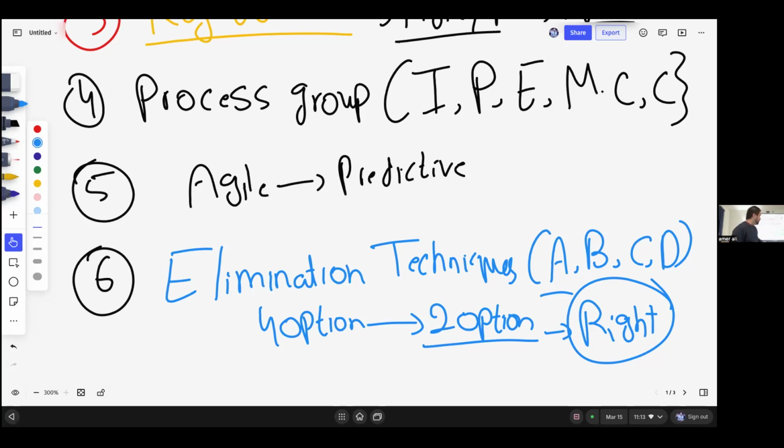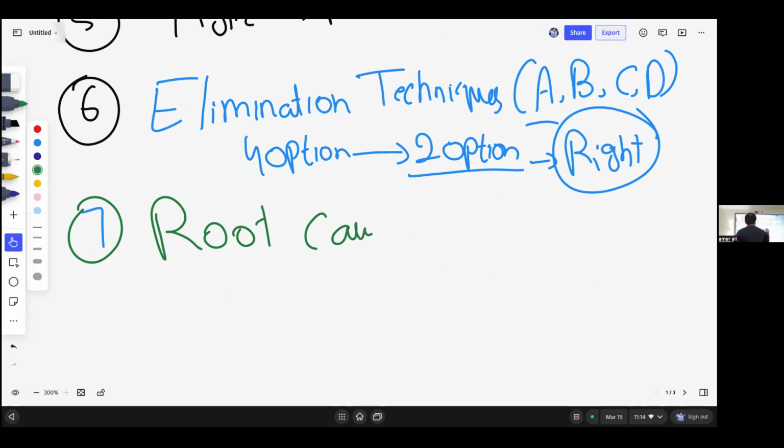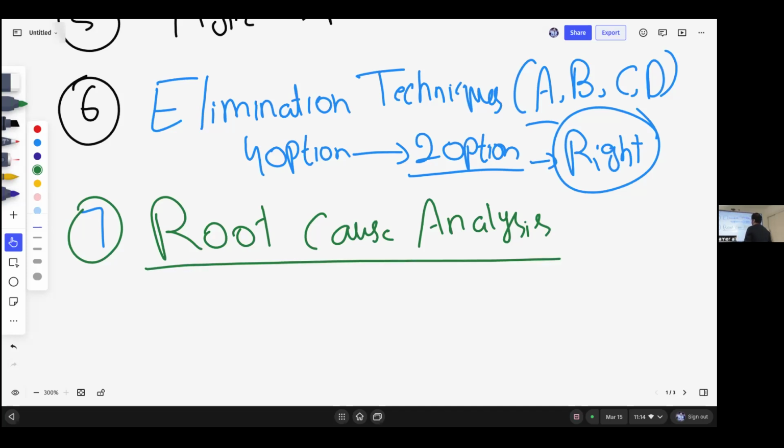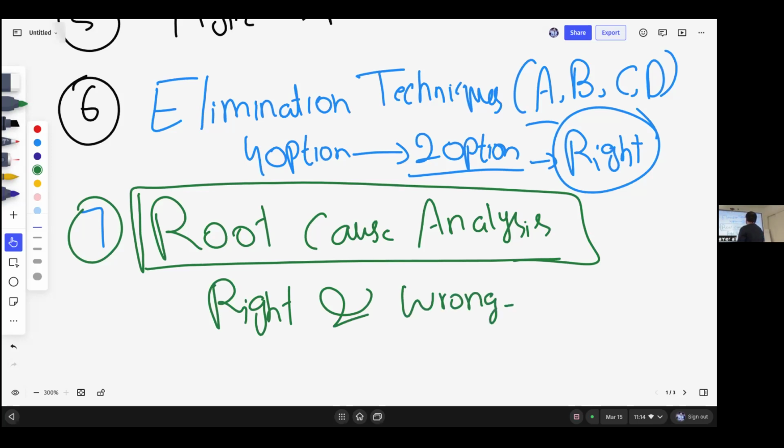And the seventh step is root cause analysis. This is the secret sauce of PMP. You need to do root cause analysis of each question, both right and wrong. If you don't, you will make the same mistake again and again. You will keep doing the same mistake. You will not stop.